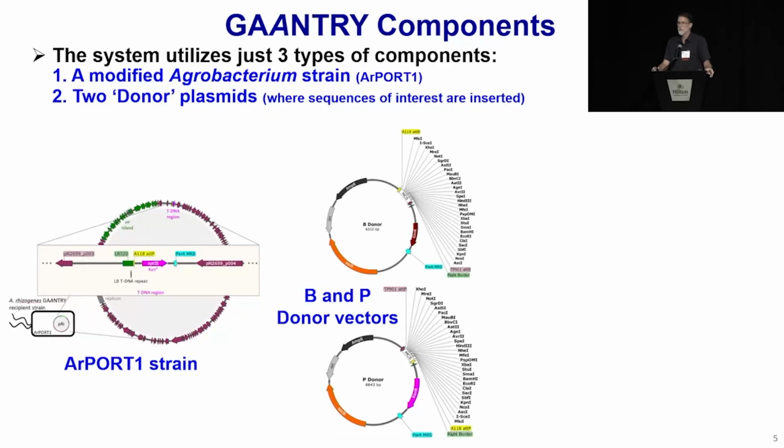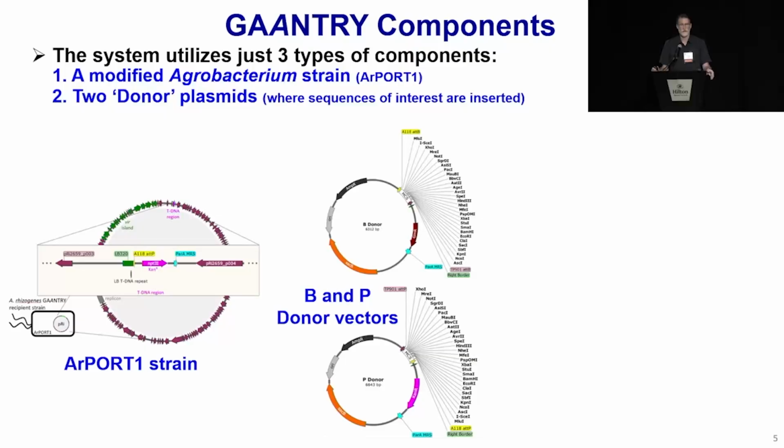And I don't expect you to see all the details of these two maps, but all you need to know about these plasmids is that they're typical cloning vectors. They have a large multiple cloning site. The original versions of these donors have a large multiple cloning site for traditional restriction enzyme cloning. But I'll tell you more about other donors that we have that you can use now instead of these. All the user has to do is clone their sequences of interest into either the B or the P donors so that they can be stacked using gantry.